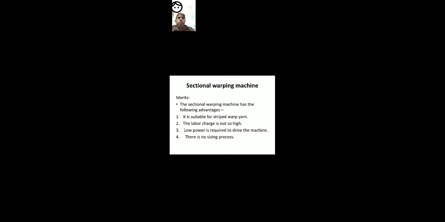The beam is driven by a motor or manually. The section width may vary from 10 centimeters to 20 centimeters.